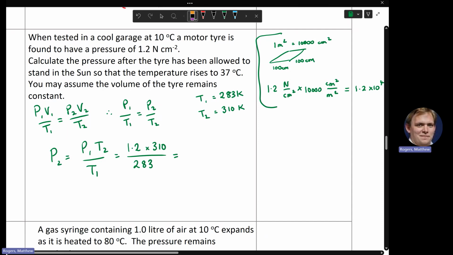1.2 times 310 divided by 283 is 1.3 newtons per centimetre squared, or if we were writing it in pascals, then 1.3 times 10 to the 4 pascals, or newtons per metre squared.